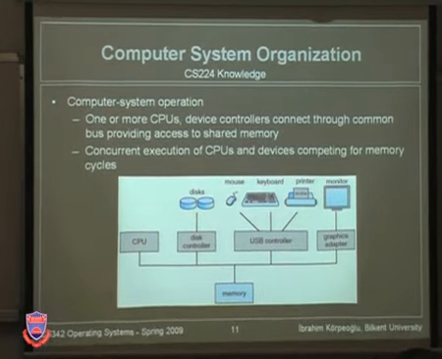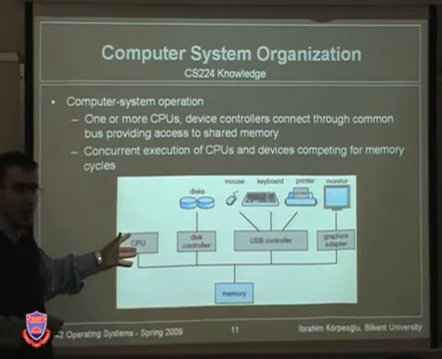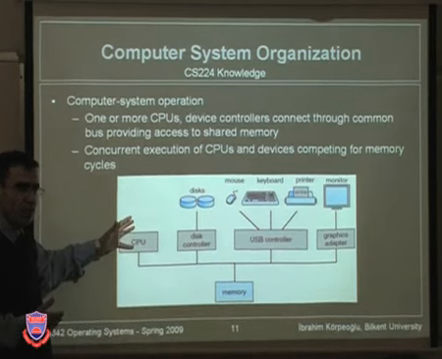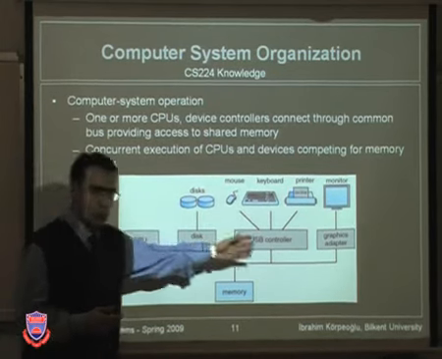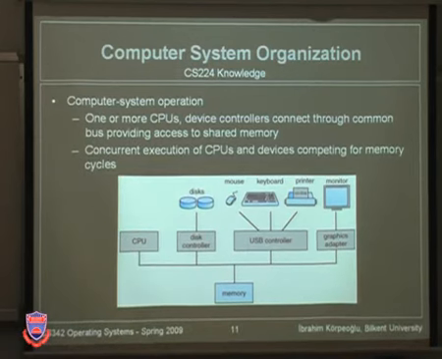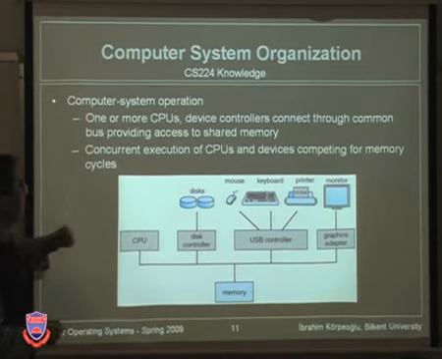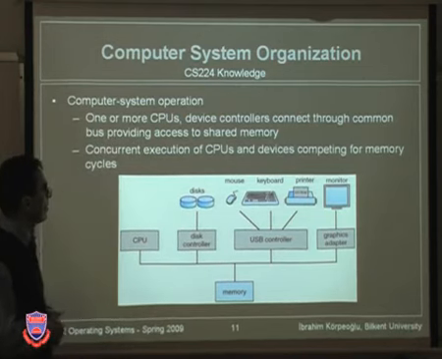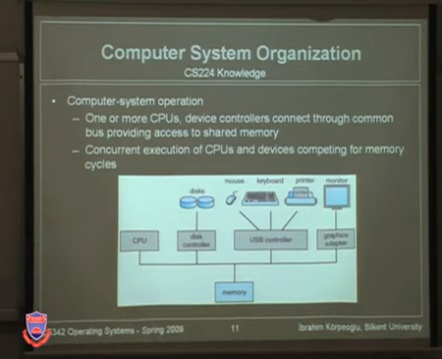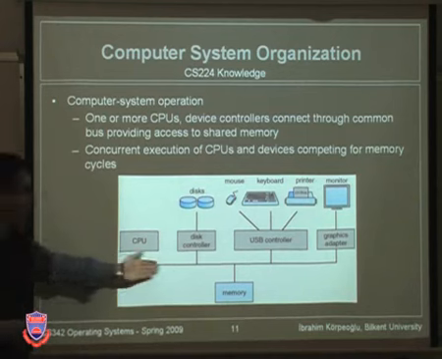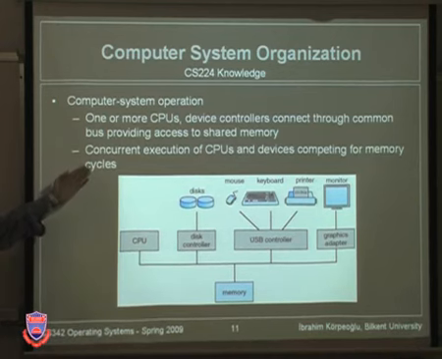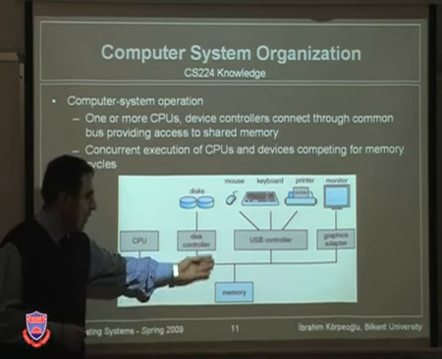So at the end, when you power on your computer, you have the CPU that is capable of running instructions. This is the general purpose processor, and we also have the controllers that are capable of doing something independent of the CPU. So what we have is one or more CPUs in the system and device controllers connected together via a common bus to the memory. The CPUs and the devices compete for memory, trying to access it.